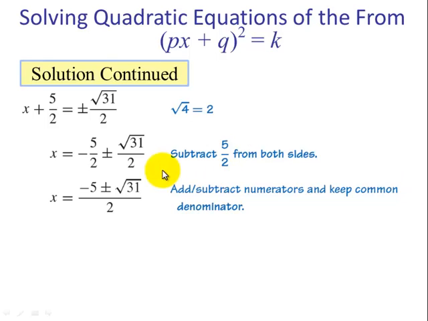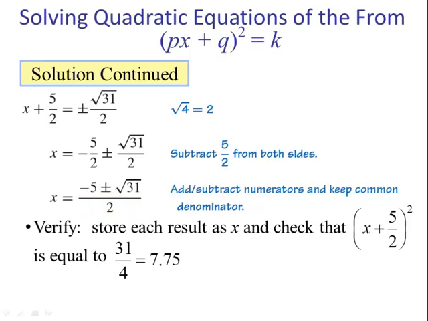So this is two solutions. This is negative 5 plus the square root of 31 divided by 2, and this is negative 5 minus the square root of 31 divided by 2. To check our answers, we can store each result as x and then check that the quantity x plus 5/2 squared equals 31/4. Now 31/4 is the same thing as 7.75.